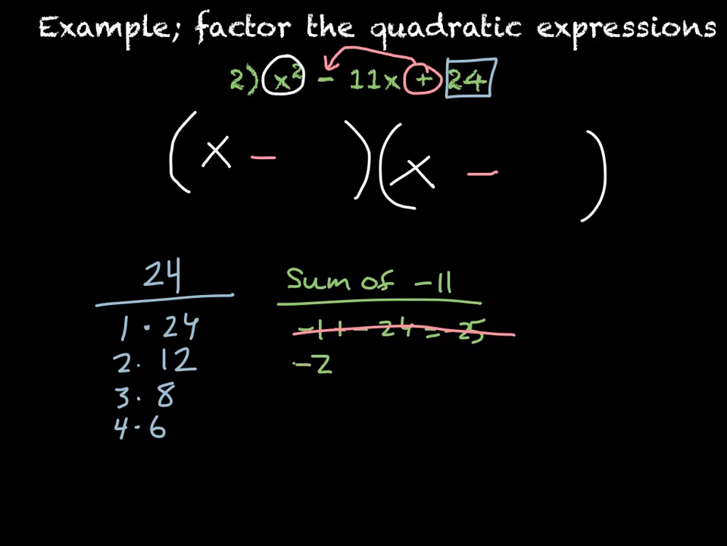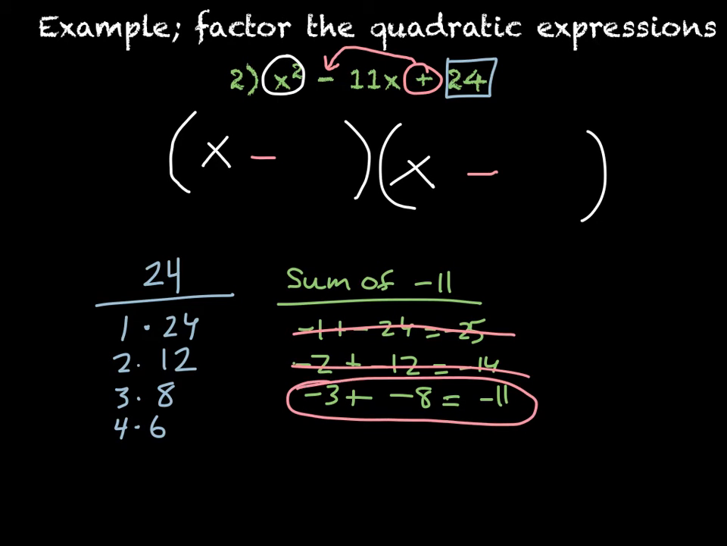Negative 2 plus negative 12 is negative 14. So it's not that one. Negative 3 plus negative 8 equals negative 11. So that is the answer we're looking for. And we don't even have to try the other one because we know this one's already going to work. We could if we wanted to.